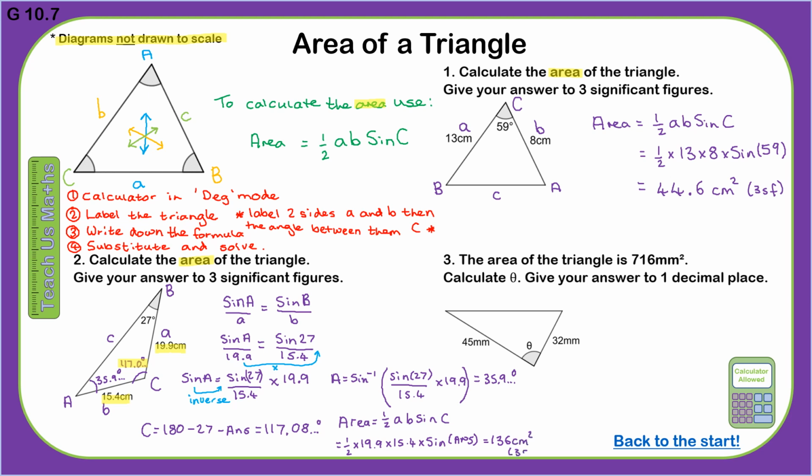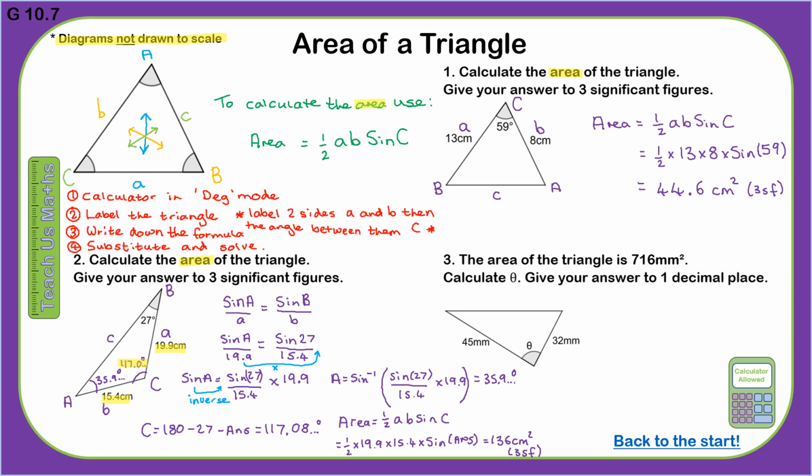And only now can I round my answer. So the area of this triangle is 136 centimetres squared. I've got my units. I've rounded it only at the end, and I've rounded to 3 significant figures, and I think that my answer seems reasonable given the information in the question.